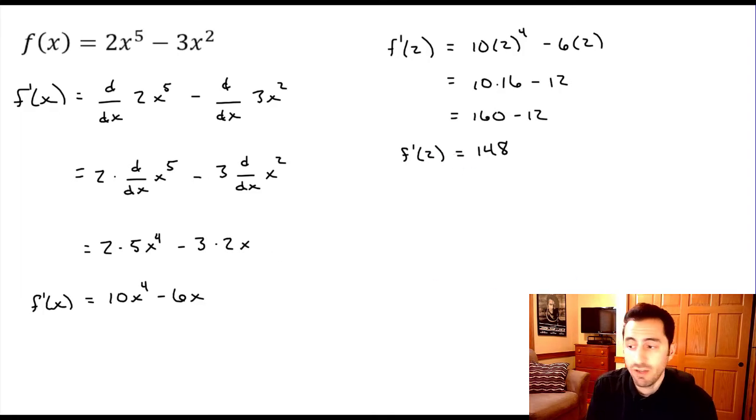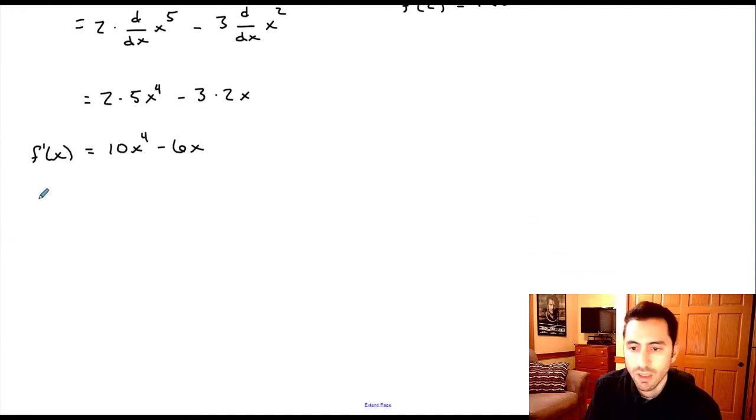And I can use that information in a couple different ways. This is telling me that the slope of the tangent line at the x value of 2 is 148, or the instantaneous rate of change at 2 is 148. I could use this derivative function in a couple other ways as well. So let's say we want to write the equation of a tangent line at a specific point. So let's find the tangent line at the point 1, negative 1.